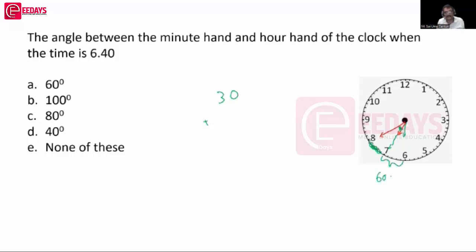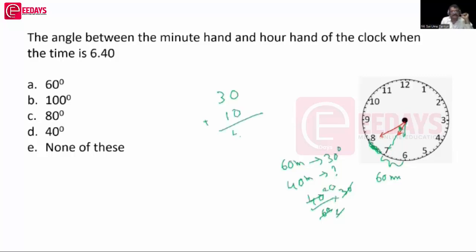That is equal to 60 minutes. In 60 minutes, how many degrees? 30 degrees. In 40 minutes, how many degrees? That equals 40 by 60 into 30, which is equal to 20 degrees. From 6 to 7 it covers 30 degrees, but 40 minutes covers 20 degrees. Behind 7, that is only 10 degrees. So just add 10 degrees: 30 plus 10 is equal to 40 degrees. Option D is the correct answer.